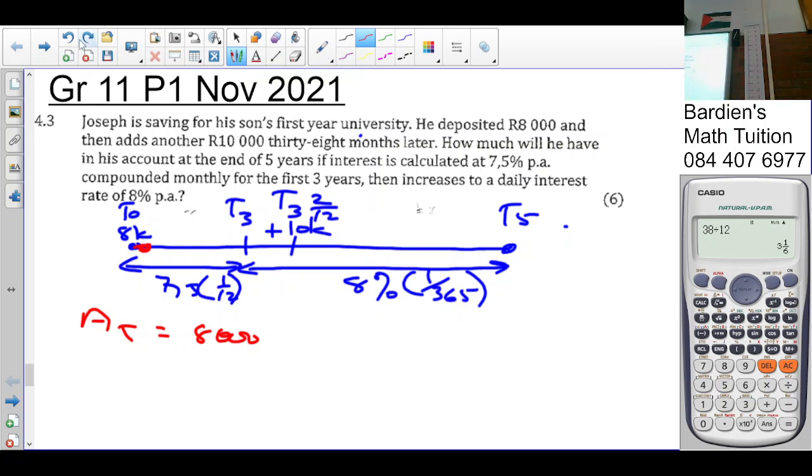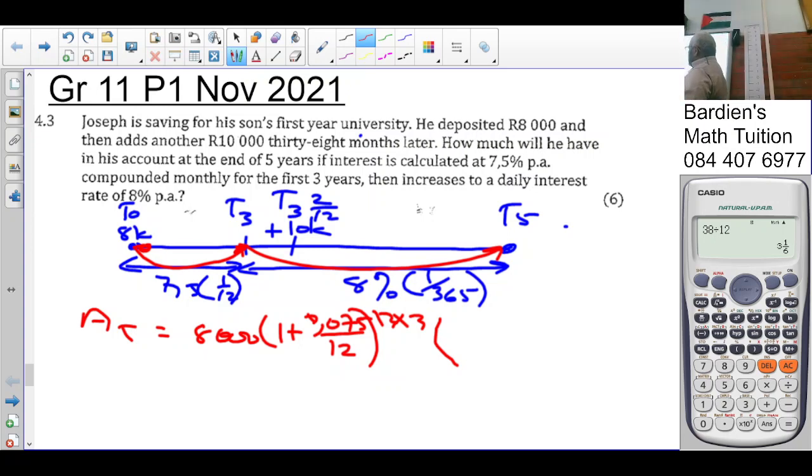Okay, so you're going to consider 8,000 rand till this point. Why? Because at that point the interest rate changes. Can you see that? So 8,000 into 1 plus 0.075, because that's a percentage, so I divide by 100, over 12 to the exponent 12 times. And for how many years is this? 3 years. Then what happens to it? It earns interest again for the remaining time span of 2 years.